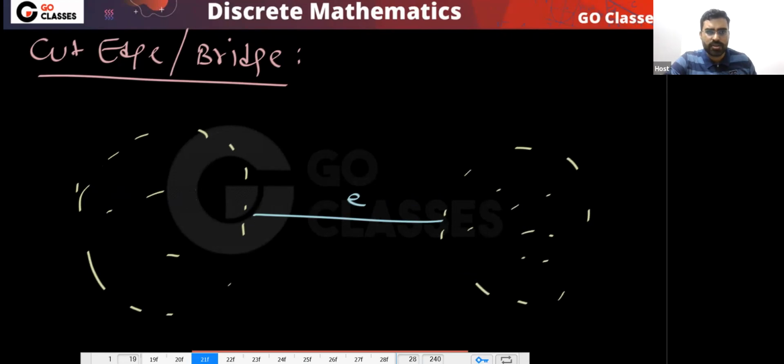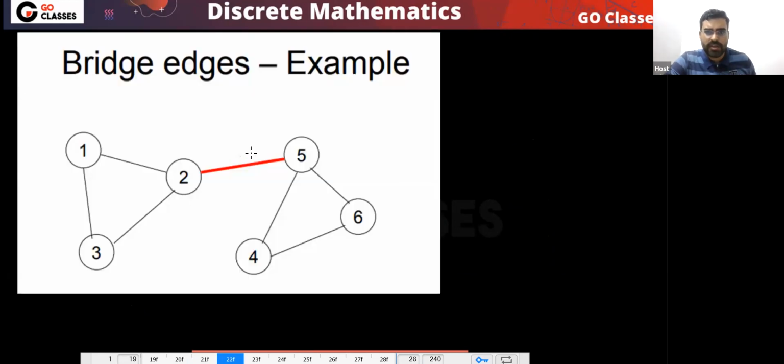So this is the idea. This is like a bridge between this part and this part. This is the idea of a bridge. You can notice this edge: if I remove this edge, then the number of components will increase.